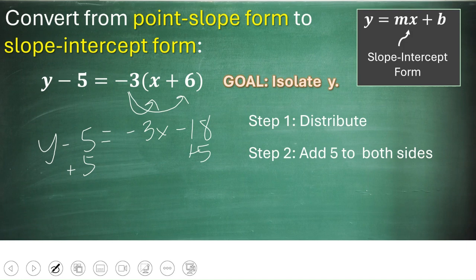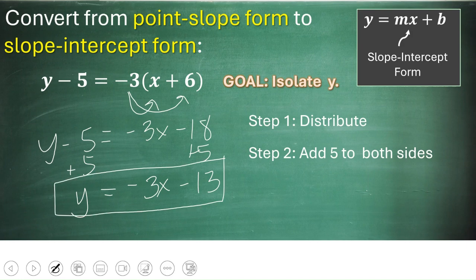Okay, and when I do that, I end up with just y on this side because 5 minus 5 is 0. I only have one term with an x, so that stays -3x. And then I'm combining my constants. -18 plus 5 is -13. And look at that. I have y on its own side. It's isolated. y equals -3x minus 13.